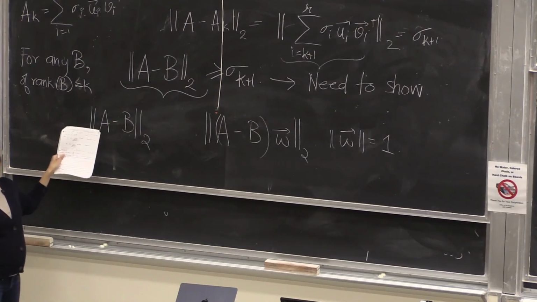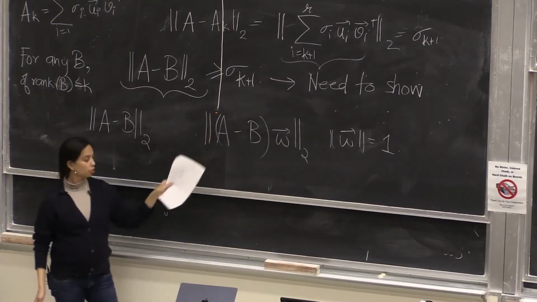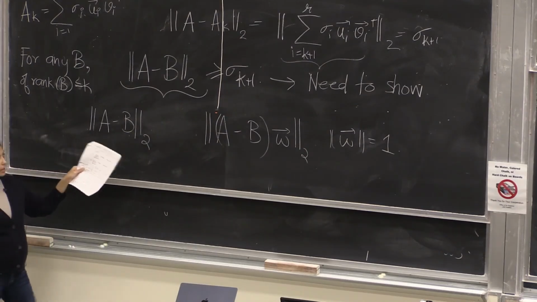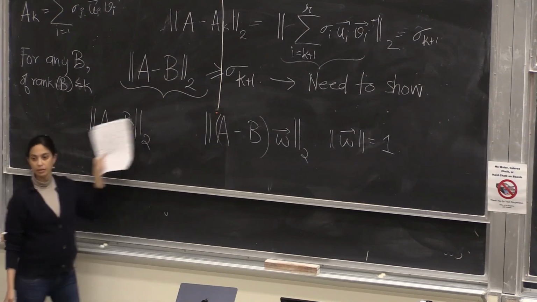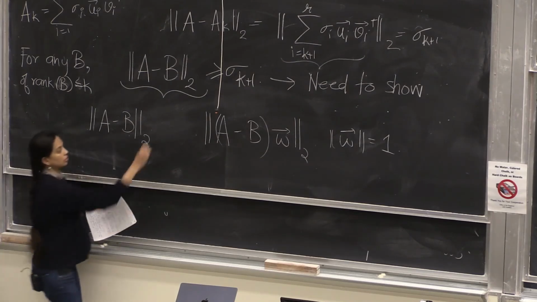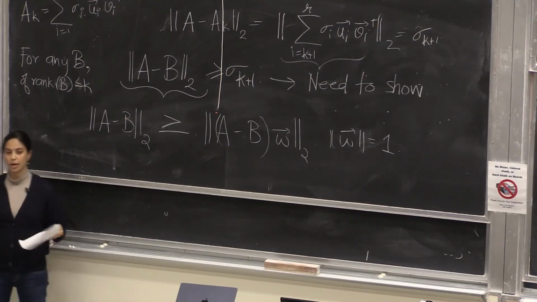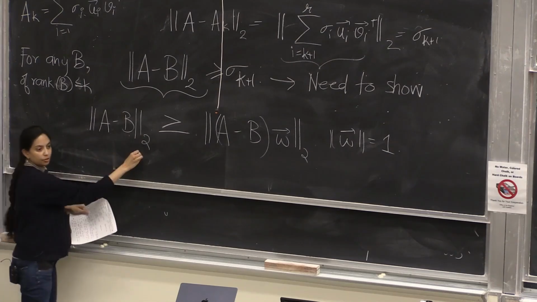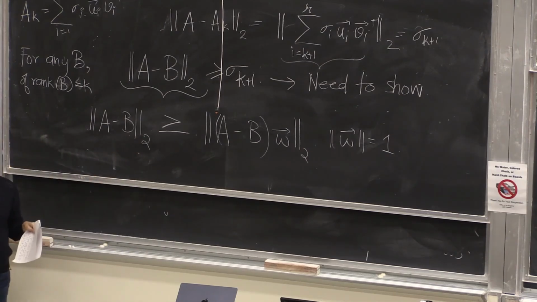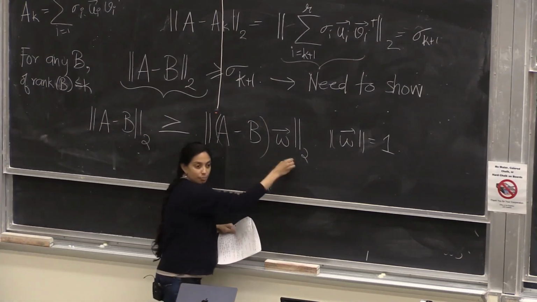The 2 norm of A minus B matrix is basically the largest value that this thing can take, right? So can you write an inequality between this? Can this ever be strictly bigger than this? The matrix norm must always be greater than or equal to the vector norm, right? Because by definition, this is saying maximize this quantity.